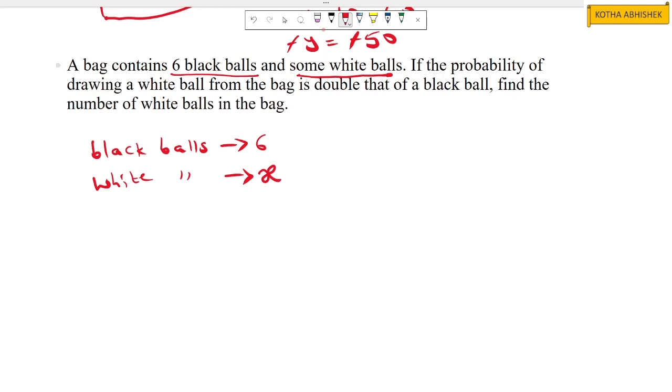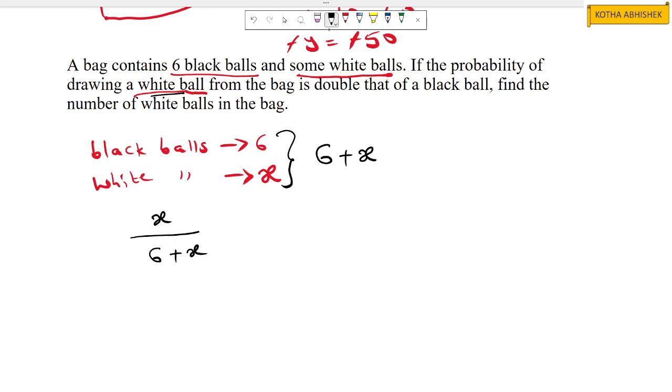If the probability of drawing a white ball. So how will we write the probability normally? Number of favorable outcomes divided by number of total outcomes, right? Now here, first let us find out the total number of balls. Black balls are 6 in number and white balls are x in number. So the total number of balls will be 6 plus x or x plus 6. Now he is speaking about the probability of drawing a white ball. Let us find out the probability of white ball first. So number of white balls are x in number divided by total balls 6 plus x.